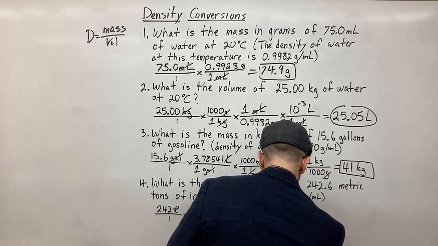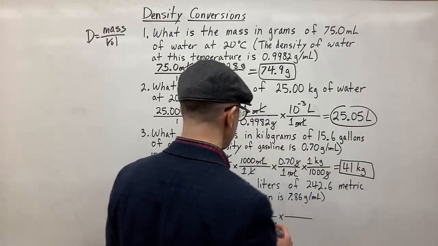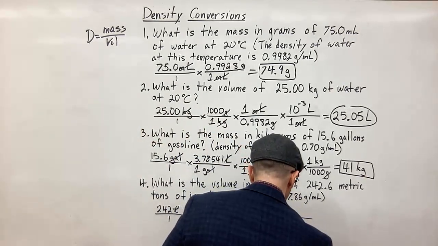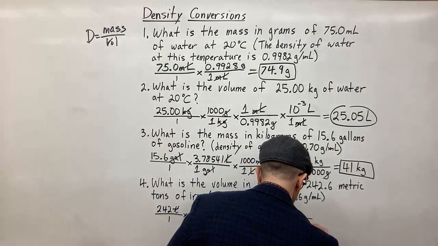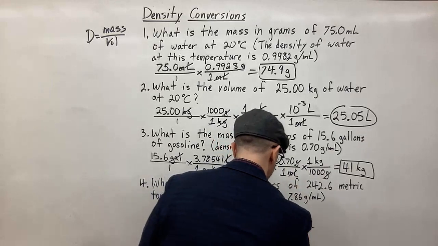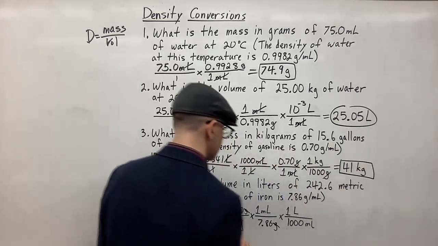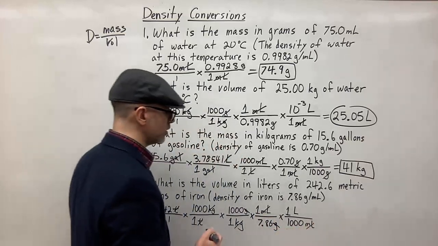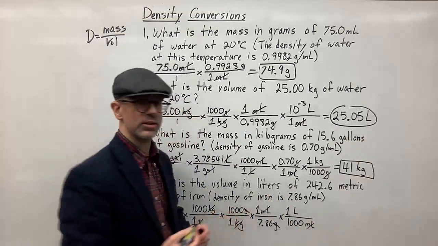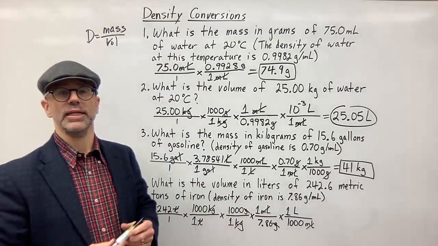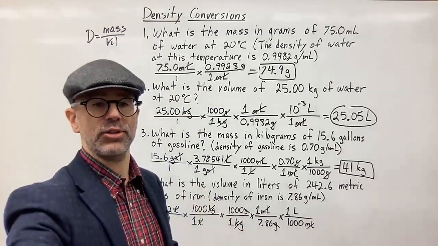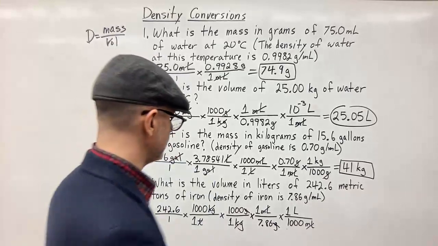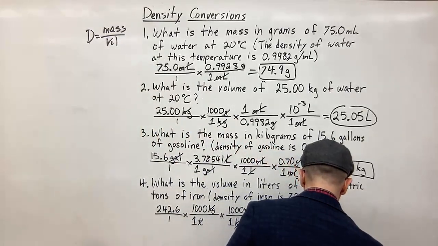So I'm going to use the conversion factor that 1 liter is equal to 1,000 milliliters. So 1,000 milliliters goes on the bottom and 1 liter goes on top. And I have milliliters cancel out. So now I have liters. So all I have to do now is calculate. So when I do that, I get 30,865.